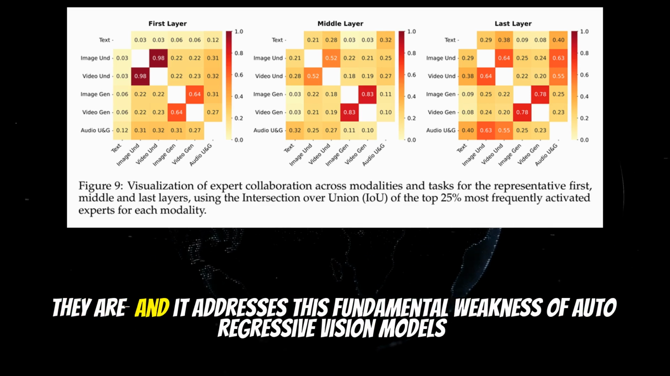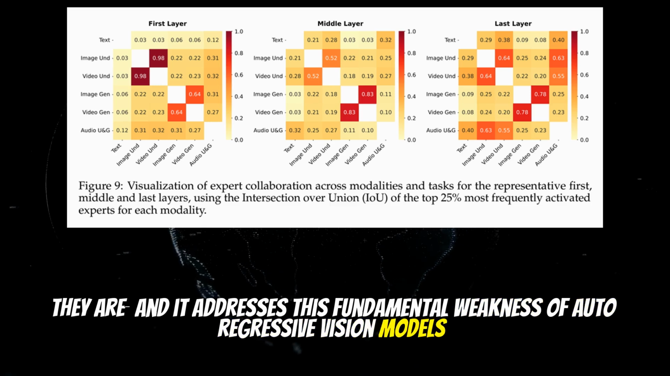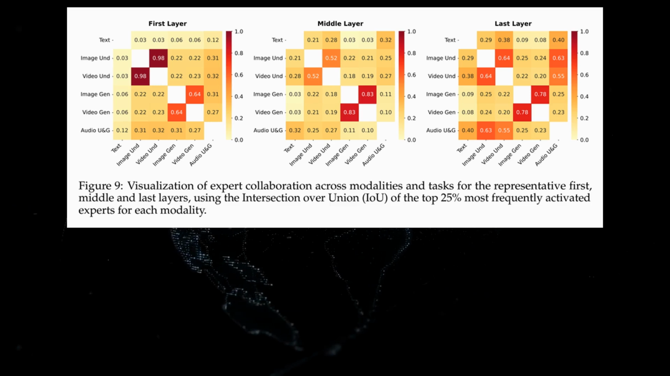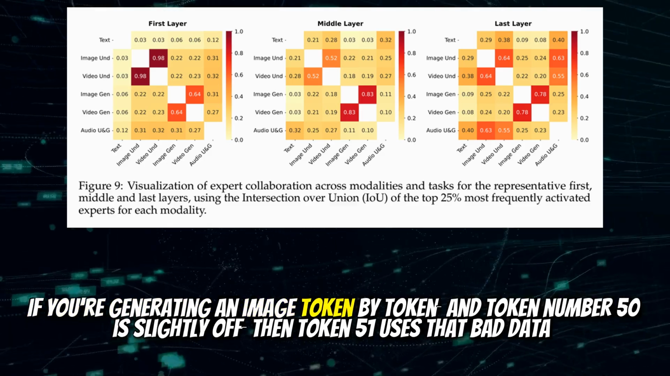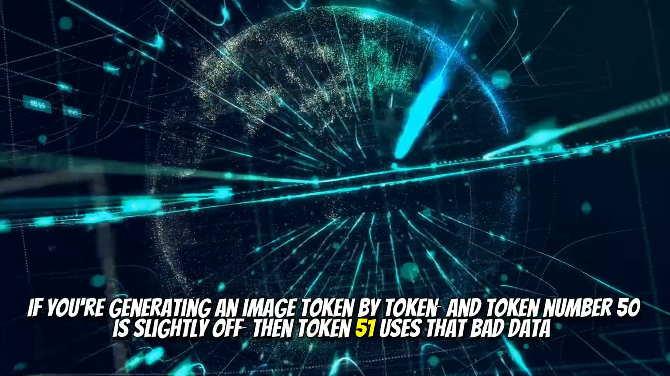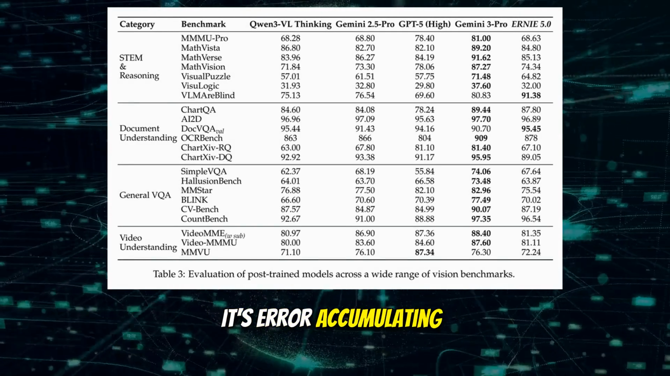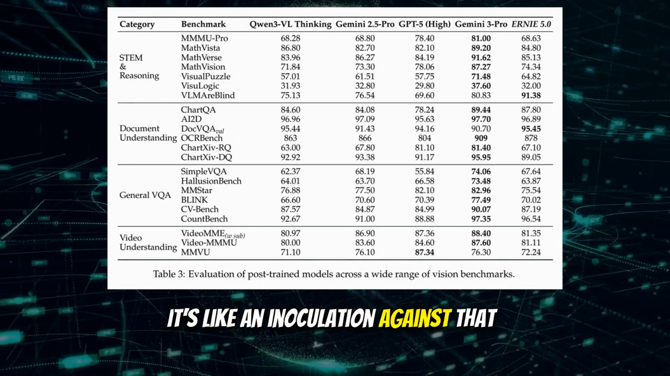They are, and it addresses this fundamental weakness of autoregressive vision models. It's the telephone game effect. If you're generating an image token by token, and token number 50 is slightly off, then token 51 uses that bad data. By the time you get to token 1000, your image is garbage. It's error accumulation. Bit flipping is like an inoculation against that.